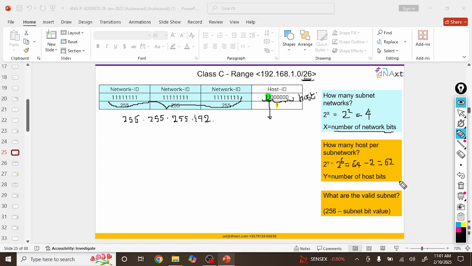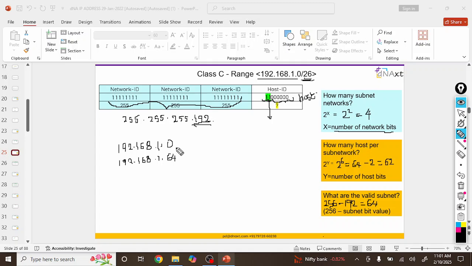And what will be the valid subnetwork? What will be the increment in the fourth octet? 256 minus the subnet bit value, that is 192. So we will get an increment of 64 over here. We will start with the given IP address, that is 192.168.1.0/26, then 192.168.1.64.